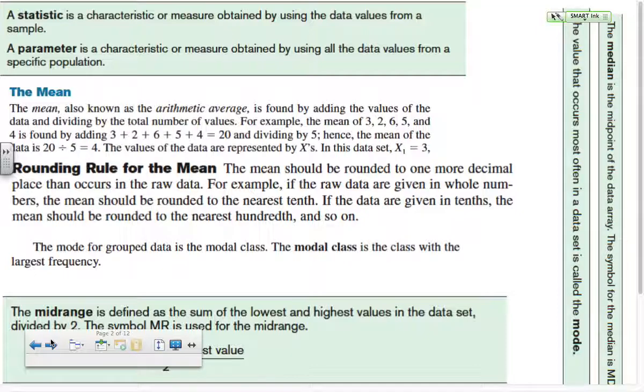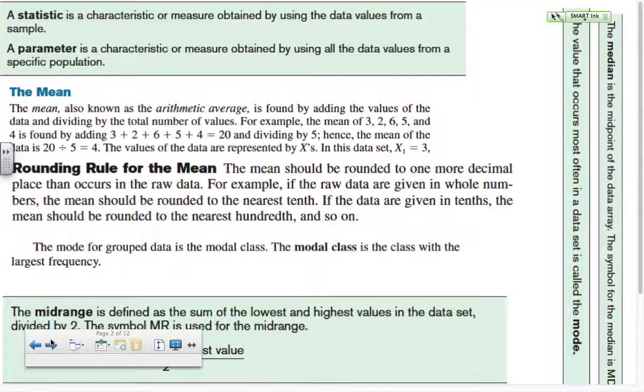A parameter is obtained by using data values from a population. So if we're talking about something that exists for an entire population, it's a parameter. We almost always talk about statistics, because it's hard to get a whole population. Even in the school, when we send out surveys to parents, not every parent turns it in. So it's not the population of parents at our school, it's only a sample. Everything we'll be doing will typically be done with samples.